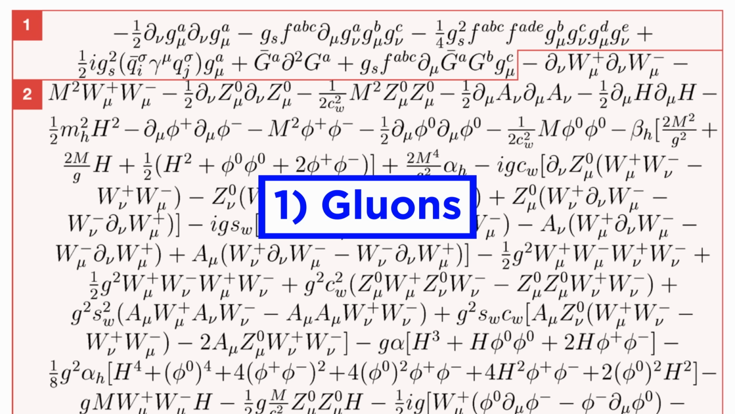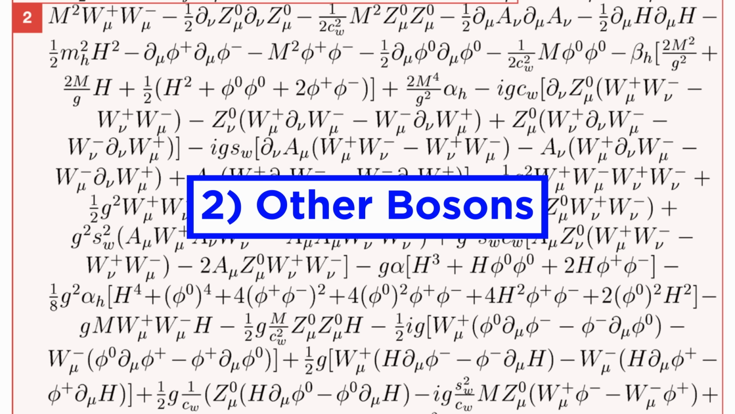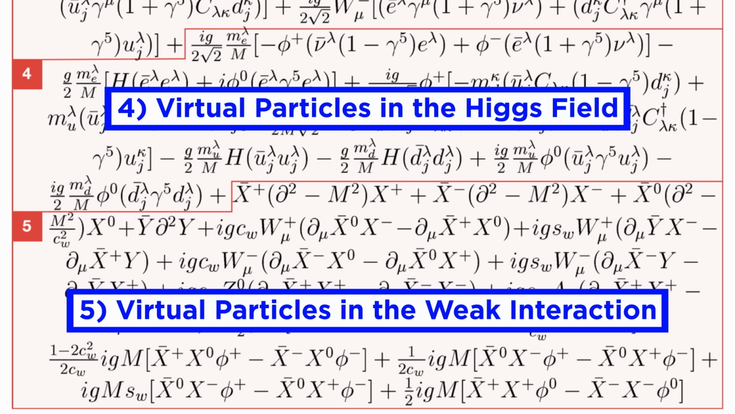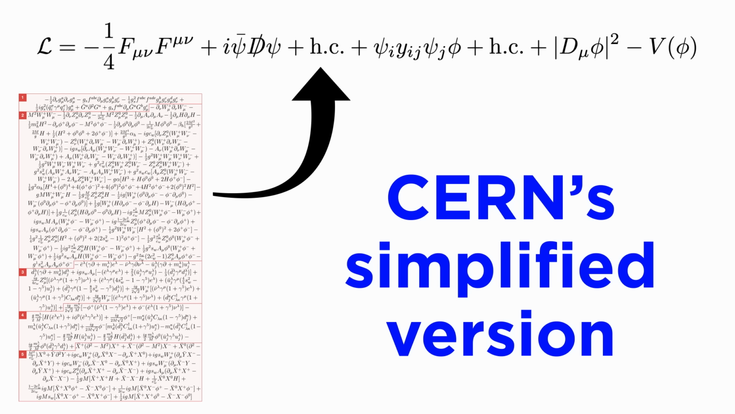The first section describes gluons, the second section describes the other bosons, the third section describes the weak interaction, and then the fourth and fifth sections describe virtual particles in the Higgs field and the weak interaction, respectively. This is an extremely complex equation, but CERN has written an article to help break it down into a more simple and digestible form, which is linked in the description.